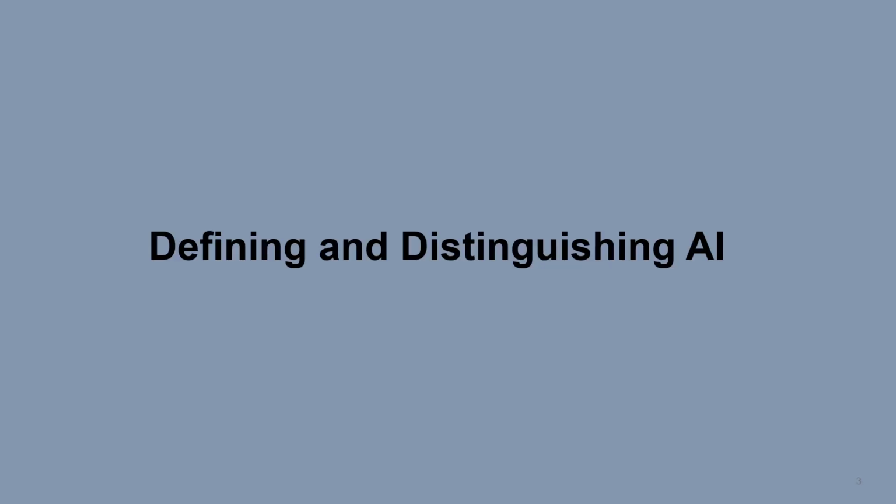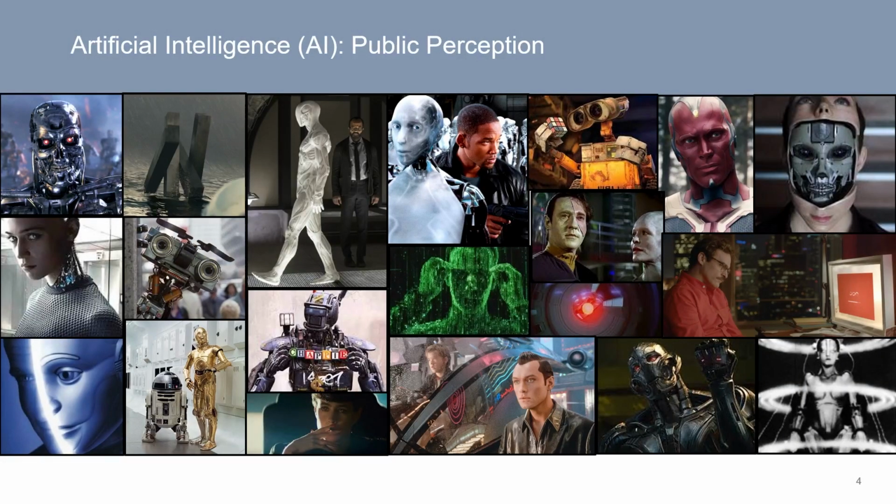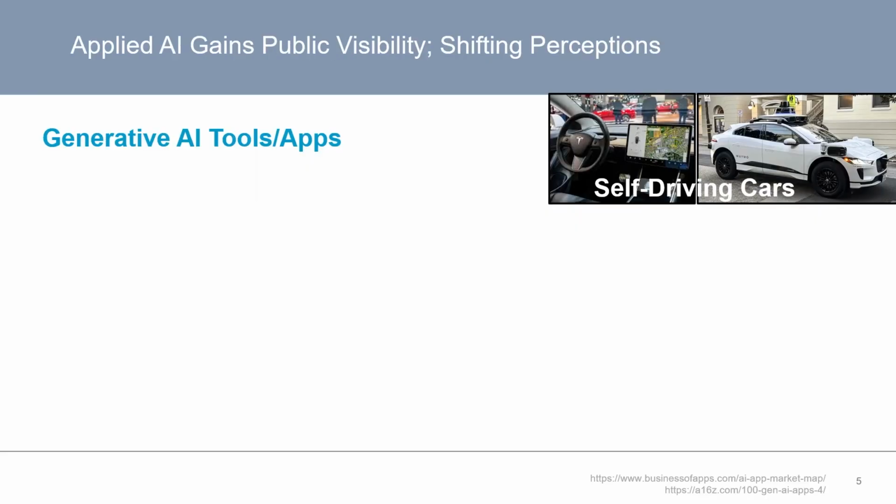Let's start by defining and distinguishing artificial intelligence. For many years, when someone mentioned the term artificial intelligence, I think most people would immediately conjure mental images of robots and other artificial intelligence entities coming from science fiction, TV, and cinema. Much more recently, applications of AI in the form of generative tools and apps, as well as self-driving cars, have gained public visibility and started to shift public perceptions about what AI could be in their lives.